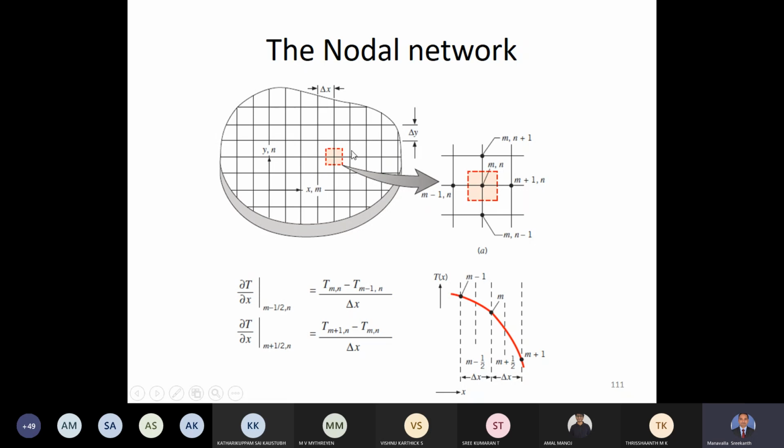So we'll take one point here. This point we will take, and it is exaggerated here. The center point at the crosshairs is named m, comma n. m in the x direction, n in the y direction. If you move to the next node in the x direction, this m, comma n is called the central node. And on the right side, you get m plus 1, n. That means this one is m plus 1, n.